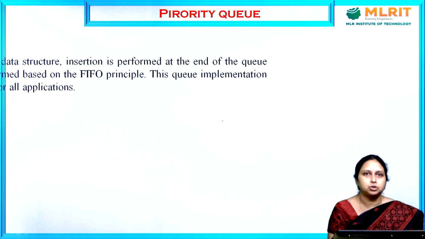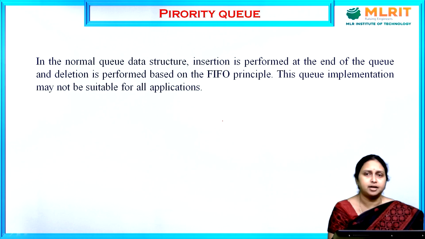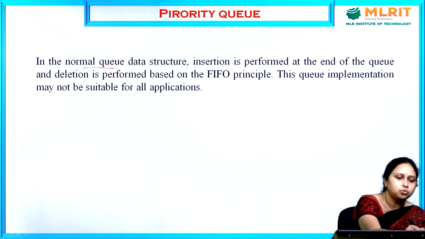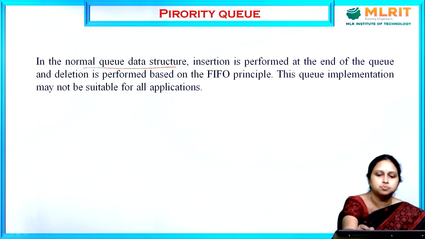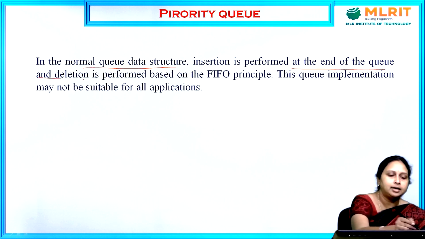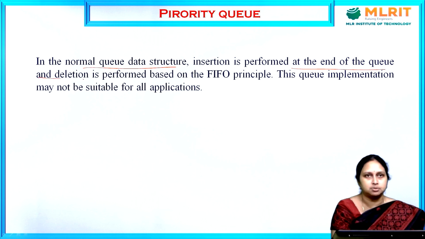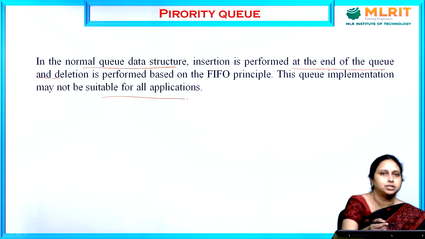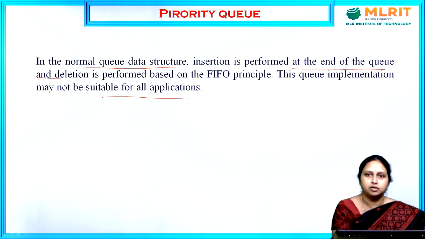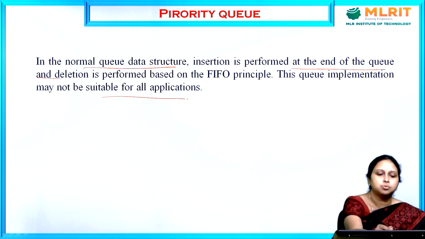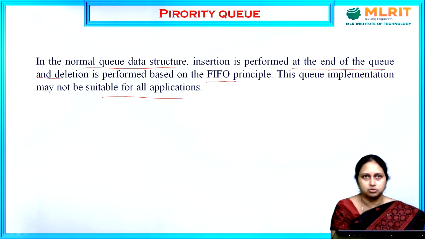What is a priority queue? Why do we need to go for priority queue other than the normal queue or circular queue? In normal queue data structure, insertion is performed at the end of the queue and deletion is performed based on the FIFO principle. This queue implementation may not be suitable for all applications. From the front we are going to delete and from the rear we are going to insert, and this follows the principle of FIFO, first in first out. This will not be suitable for all the applications in our real time.